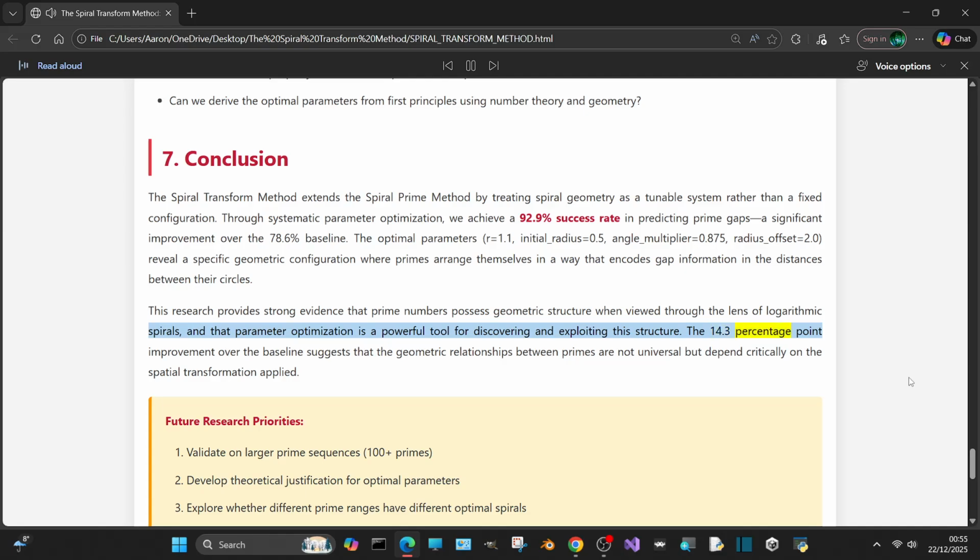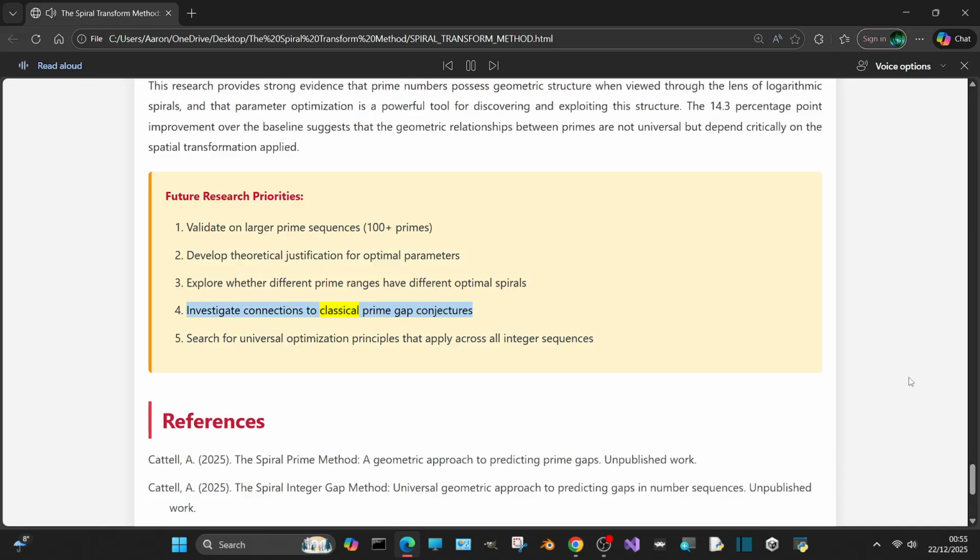The 14.3 percentage point improvement over the baseline suggests that the geometric relationships between primes are not universal, but depend critically on the spatial transformation applied. Future research priorities. Validate on larger prime sequences, 100 plus primes. Develop theoretical justification for optimal parameters. Explore whether different prime ranges have different optimal spirals. Investigate connections to classical prime gap conjectures. Search for universal optimization principles that apply across all integer sequences.